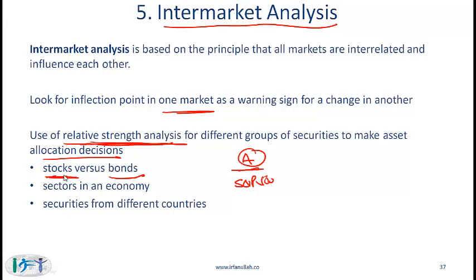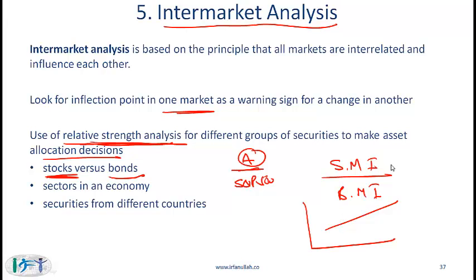So we might take stocks and represent stocks by a given stock market index, and we plot a graph that shows the stock market index divided by, say, a bond market index. If this graph is going up, that would imply that the stock market is doing well relative to the bond market. If this starts coming down, then our analysis tells us that the stock market is not doing well relative to the bond market.